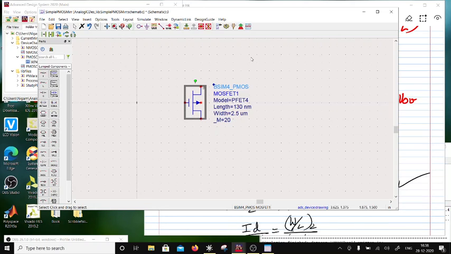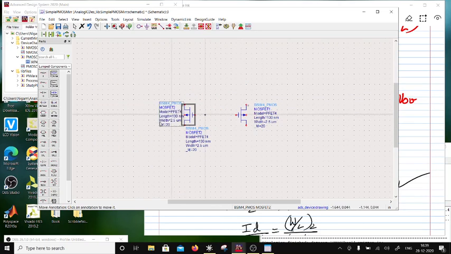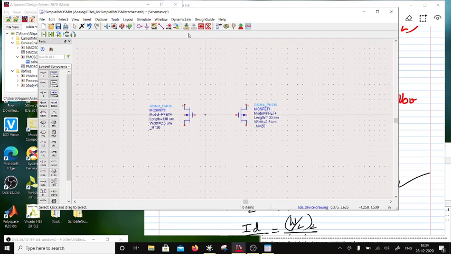And then I am going to just flip this device. So I'm going to make a copy of this, and flip it like this, and move the text here. Now I will connect the body terminal to the source because it sits in its well, and connect them together like this. And then this device is diode connected. So when this is diode connected, that does the job.